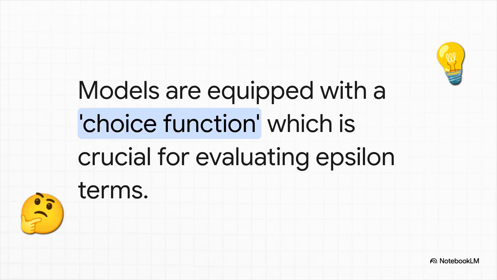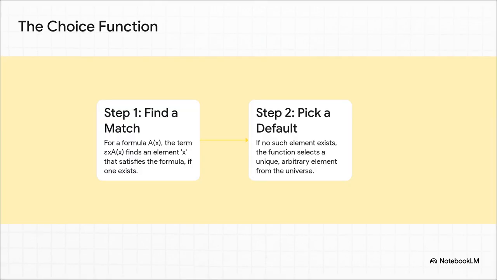Well, the magic behind this little symbol is something called a choice function. It's a really clever, simple two-step process for picking an object that matches whatever you're looking for. Okay, so here's how it works. Step 1, find a match. Let's say you have a formula, A(x). The epsilon term, epsilon x A(x), goes out and finds an object x that makes that formula true. Simple enough.